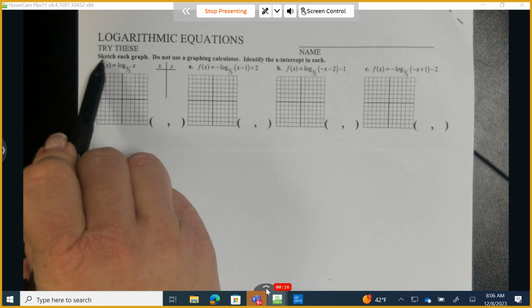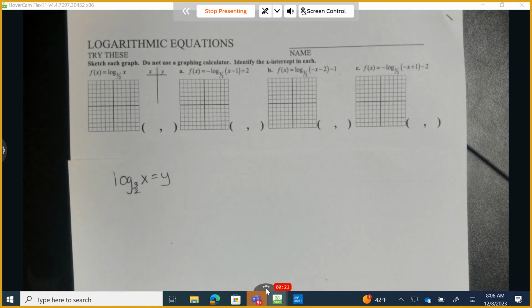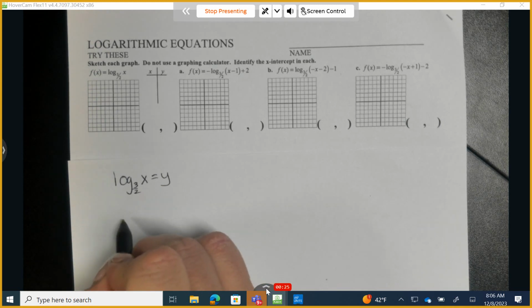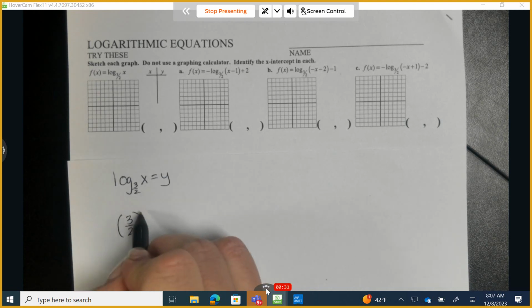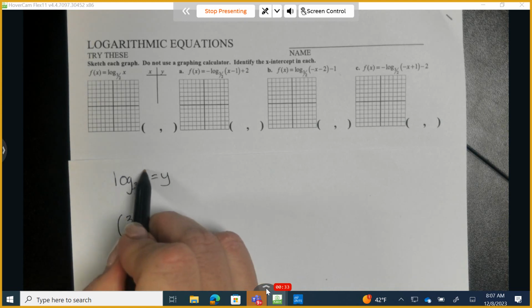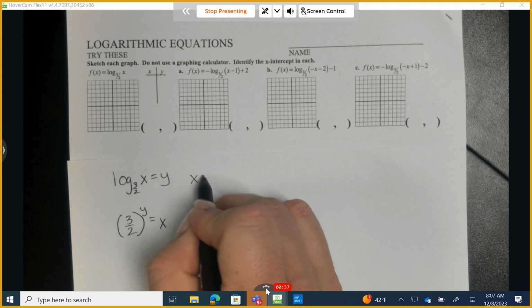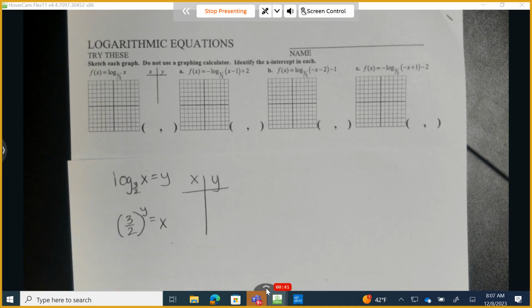Now, this is equivalent to y. I could write equals y on the left, or I could write equals y on the right. This is in logarithmic form. Let's write it in exponential form. I take whatever the base is, I raise it to the value on the opposite side of the equal sign, and I set it equal to whatever value is directly behind the base. That's going to allow me to correctly graph this function.